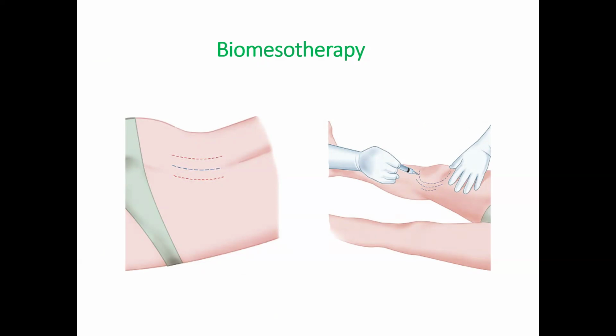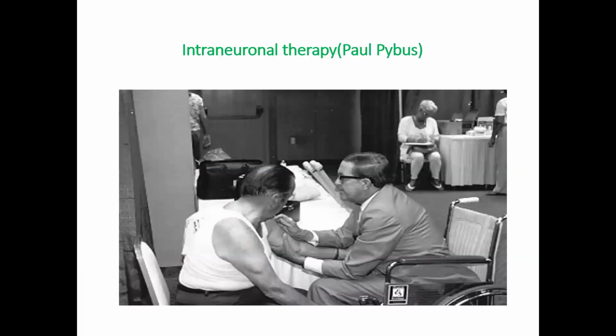And I want to say that I use a cocktail for biomesotherapy. I put local anesthetic, I put vitamin B12, I put magnesium, I put also ketorolac, which is Toradol. I do a mix, and I put this mix in the dermis here with a special needle, a very short needle, like a 4 to 6 millimeter needle.